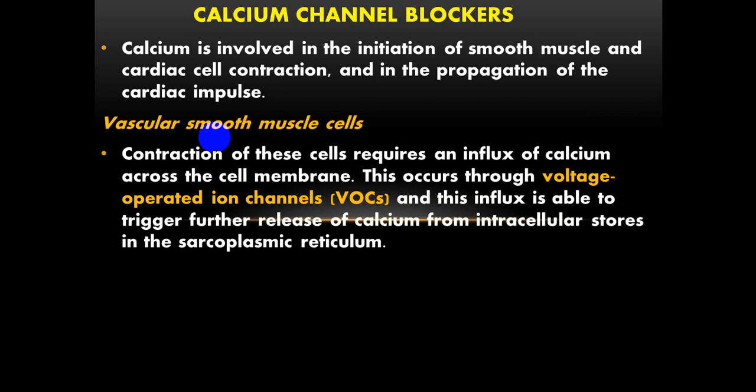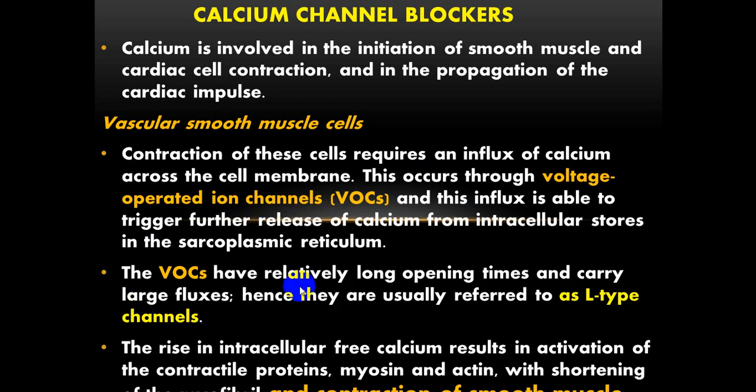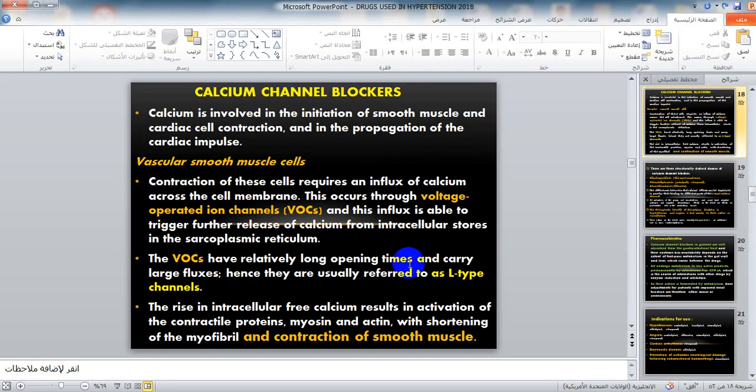Contraction of these cells requires an influx of calcium across the cell membrane, and this occurs through voltage operated ion channels, abbreviated VOCs. The influx is able to trigger further release of calcium from intracellular stores in the sarcoplasmic reticulum. These channels have relatively long opening times and very large fluxes. Hence, they are usually referred to as L-type channels.